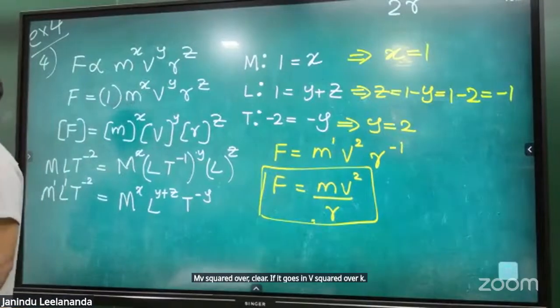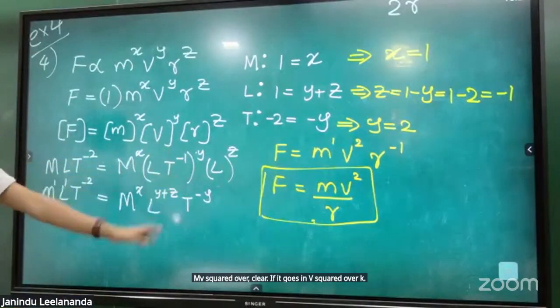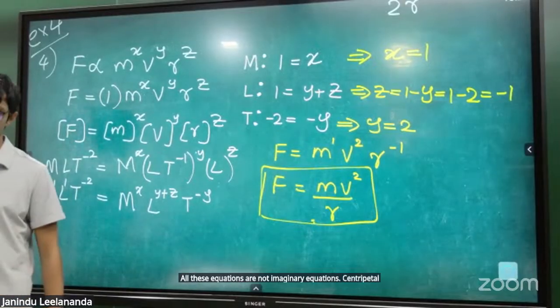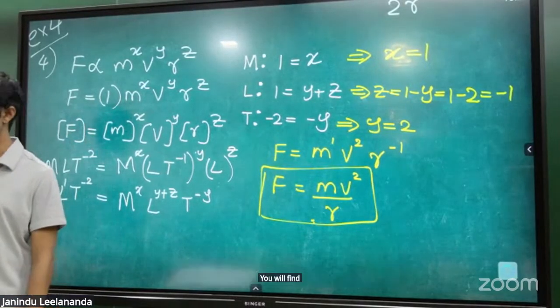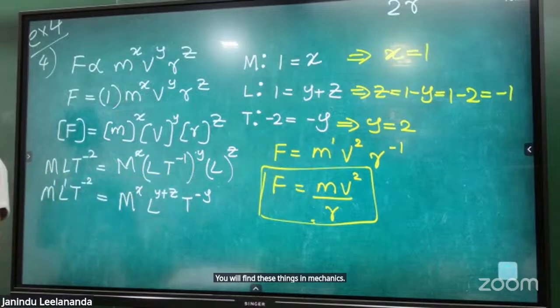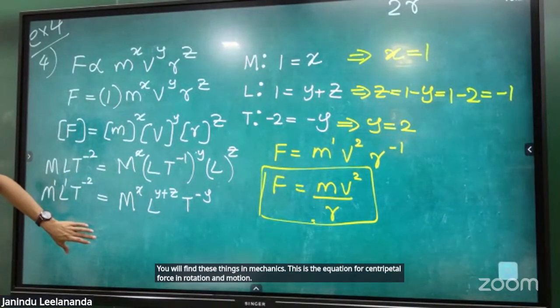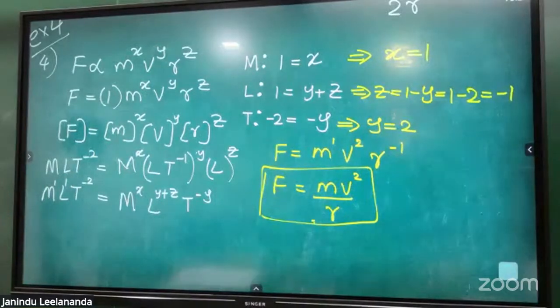Clear? All these equations are not imaginary equations. This is centripetal force in a rotational motion. You will find these things in mechanics. This is the equation for centripetal force in rotational motion. Write this down.